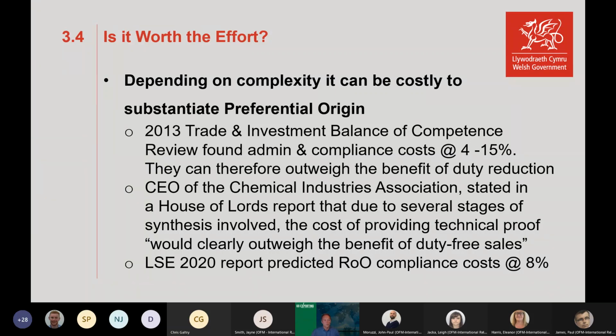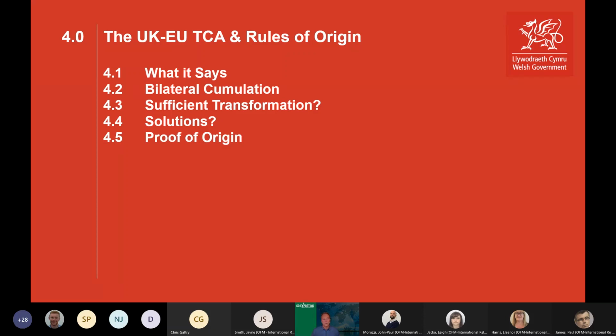The most recent report by the London School of Economics in 2020 reported that rules of origin compliance costs could be around 8%. This was specifically looking at the food industry. So again, that's quite a high cost. But as we saw earlier with food and agriculture, the WTO rates can be quite high, up to 37% or so. So it may still be worthwhile to claim origin in that particular case. So those are the general rules that apply to any free trade agreement or non-free trade agreement situation.